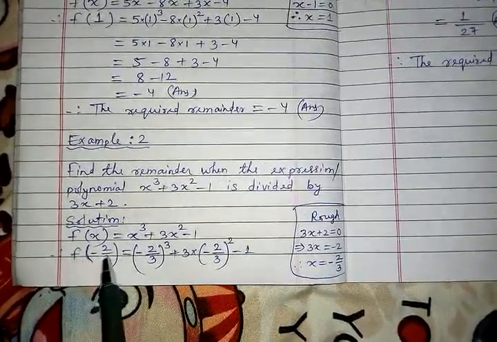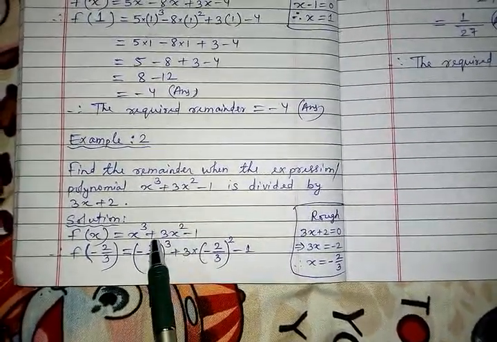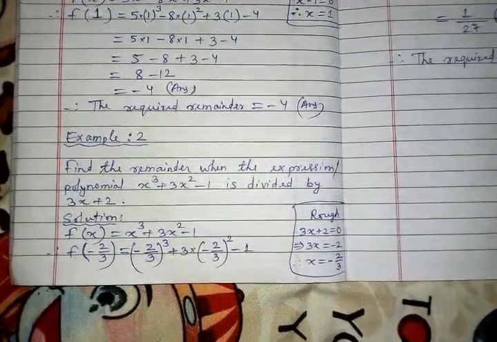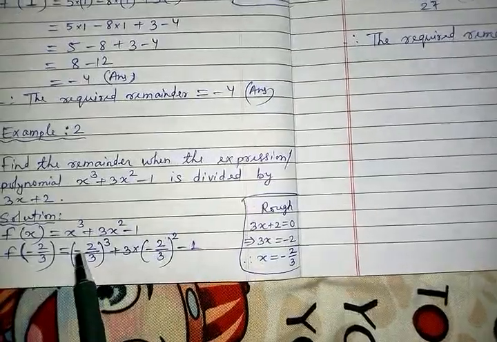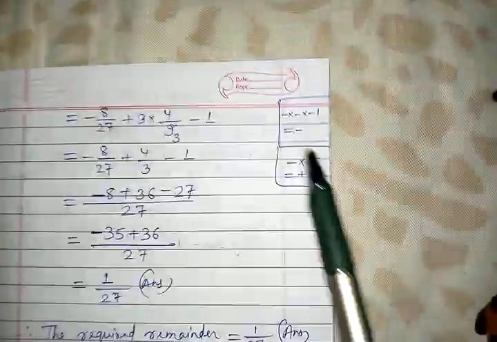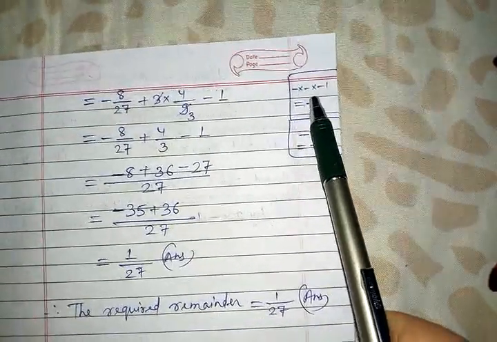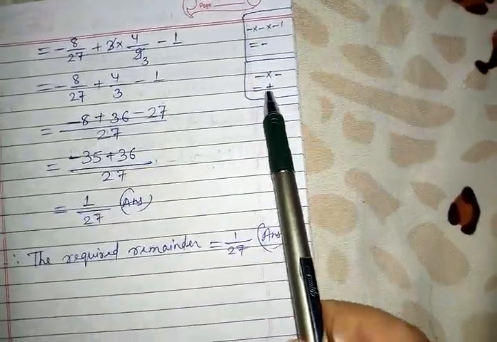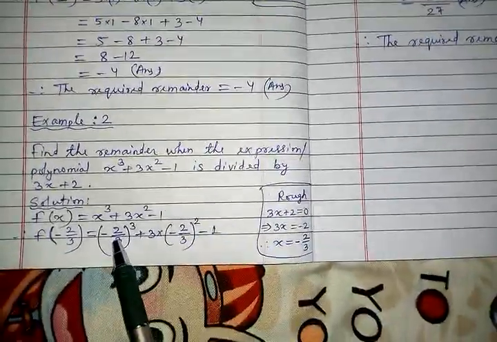So f(x) means f of minus 2 by 3. Now x cube means minus 2 by 3 whole cube, plus 3 into x square means minus 2 by 3 square, minus 1. Now what will be the next thing to do? Minus cube means minus will multiply 3 times, and minus into minus into minus is minus only. Why? Because you can see here in the rough, minus into minus is plus, plus into minus is again minus. So 3 times minus is always minus, and 2 times minus is always plus. So this minus will remain minus only.